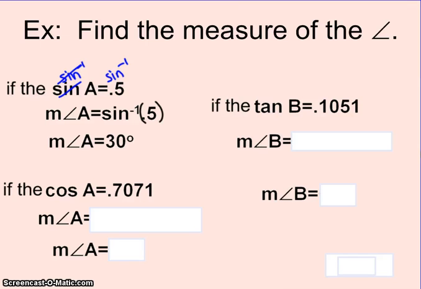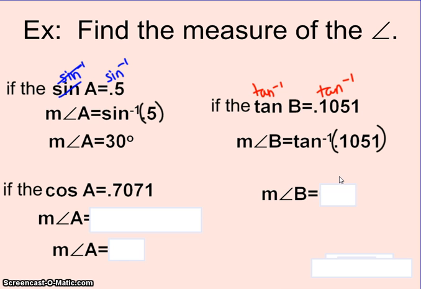Alright, let's go ahead and try tangent. We know we have to do the tangent inverse because that's the inverse of tangent to both sides, making sure we put our parentheses around the decimal. So type tangent inverse of 0.1051. Remember that's second tangent and then 0.1051. What you should get here is 6 degrees.